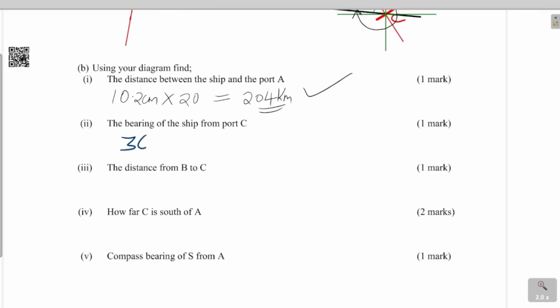360 subtract 85. That will give 275 degrees.